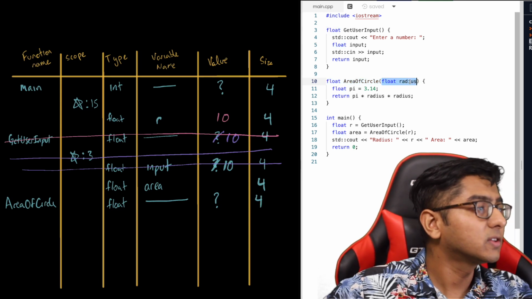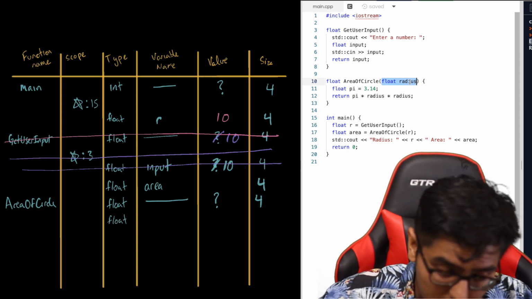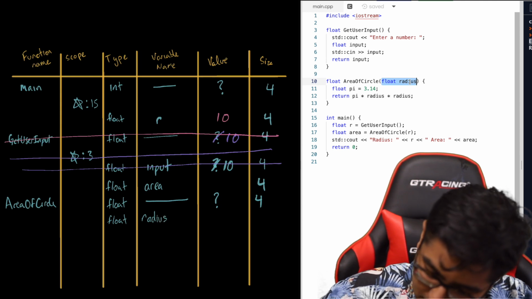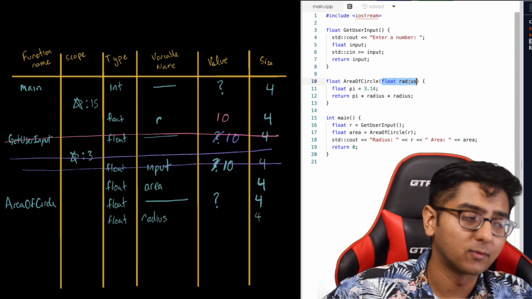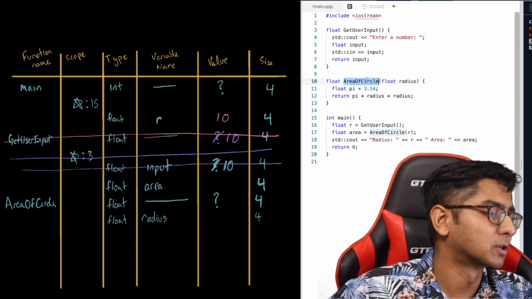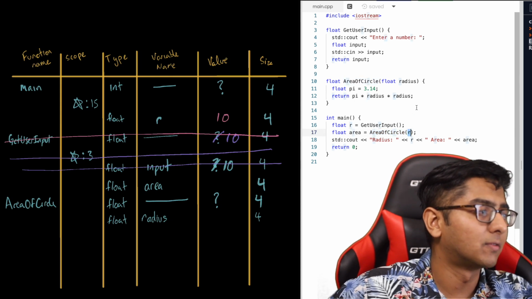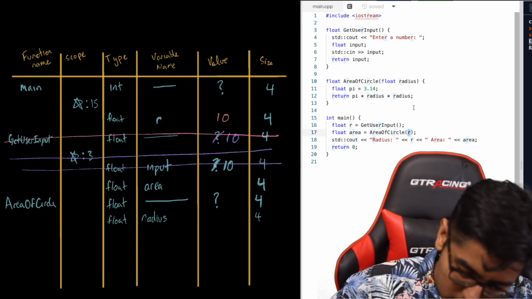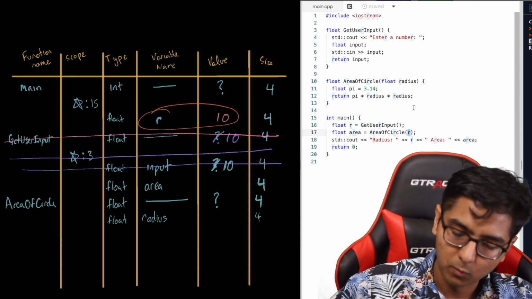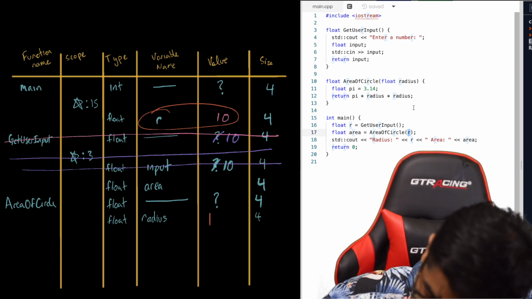But it additionally has a parameter. The parameter is of type float. The parameter's name is radius. The size is going to be 4 because it's a float. But the value comes from wherever I called the area of a circle function. So I'll go back to where I called it, it tells me that I'm going to use the value of the variable r. So when I go and find the variable r, I'm going to take its value, which happens to be 10, and set that as the value of my parameter, which is radius.